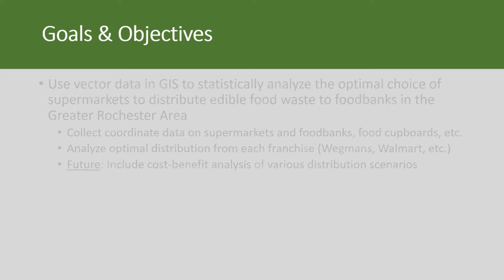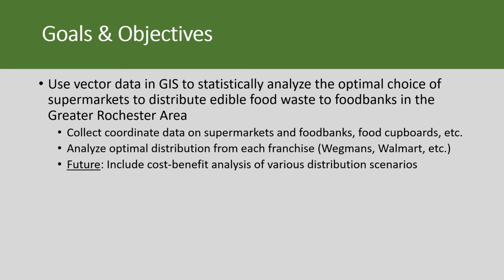The goals and objectives of my research project are to use vector data in GIS to statistically analyze the optimal choice of supermarkets to distribute edible food waste to food banks around the greater Rochester area. So first I have to collect coordinate data on the supermarkets, food banks, food cupboards, etc., and then ultimately analyze the optimal distribution from each franchise, which would include Wegmans, Walmart, and other food distributors. Future research that could stem from this would include a cost-benefit analysis of various distribution scenarios.